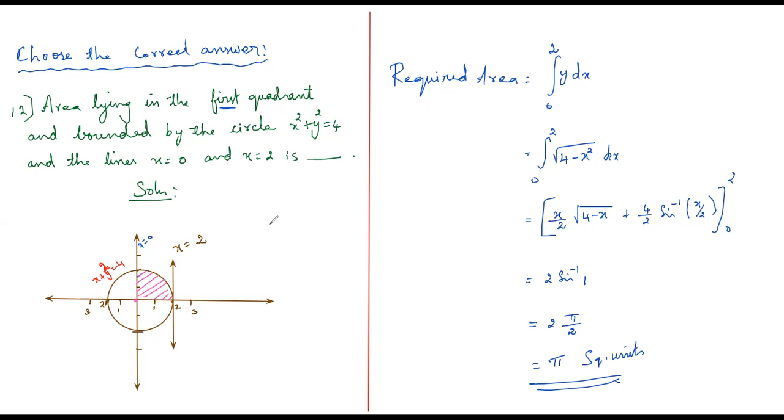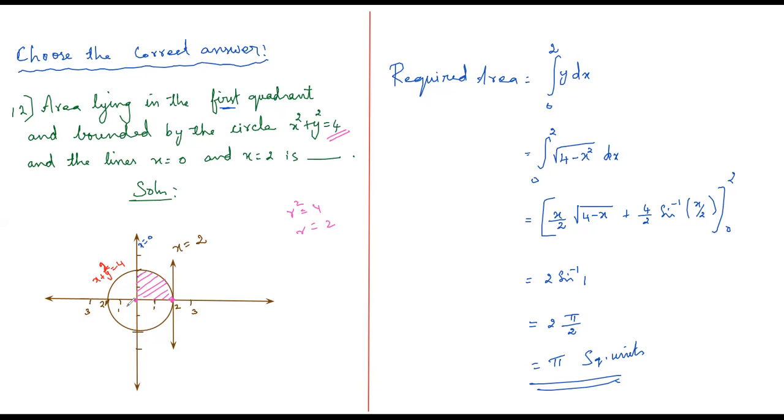Actually, how did you draw the circle? It is of radius 2. Here r square is equal to 4, so r is equal to 2. The circle of radius 2, and the line is x is equal to 2. So both will meet at the same point. X equal to 2, and the radius of the circle is 2. And x equal to 0, and the circle of radius 2. So this is the area we have to find.